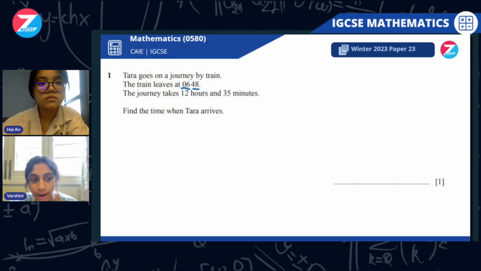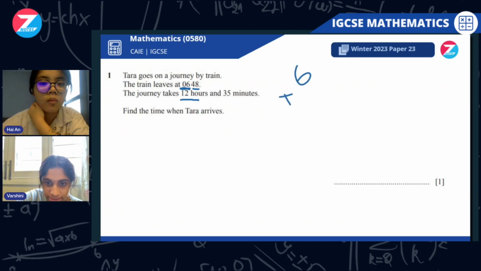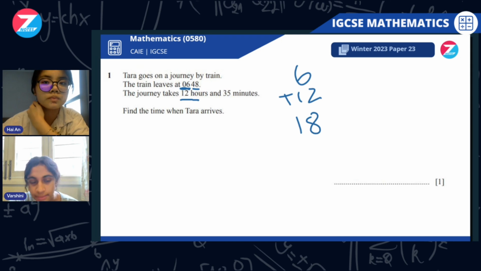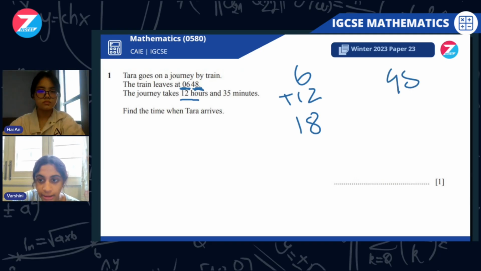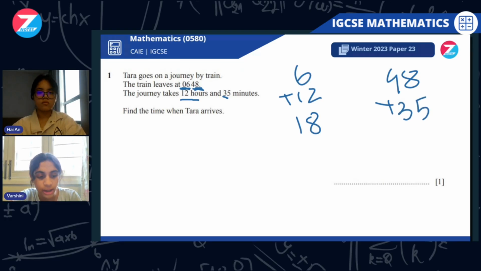Okay, so we know that over here 06 is the 6th hour, and 48 is 48 minutes, and it says the journey takes 12 hours. So to find the final hour, we're just going to do 6 plus 12, and that's 18. We'll just write that here. Now let's look at the minutes. The train leaves at 48, and it takes 35 minutes. So if we add 35 to 48, just put that in your calculator, and you should get 83.